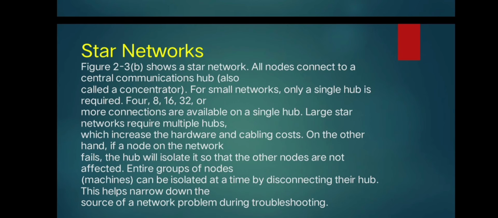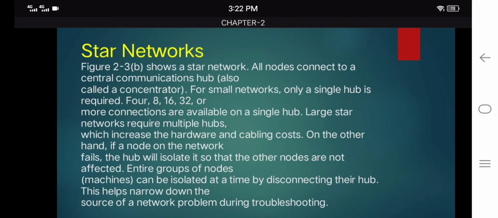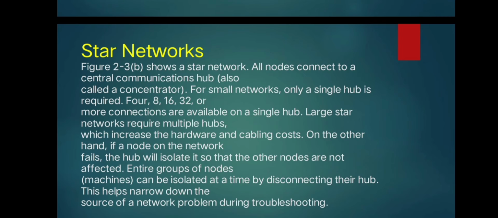Star networks. Figure 2.3b shows a star network. All nodes connect to a central communication hub, also called a concentrator. For small networks, only a single hub is required. 8, 16, 32 or more connections are available on a single hub. Large star networks require multiple hubs, which increase the hardware and cabling costs.